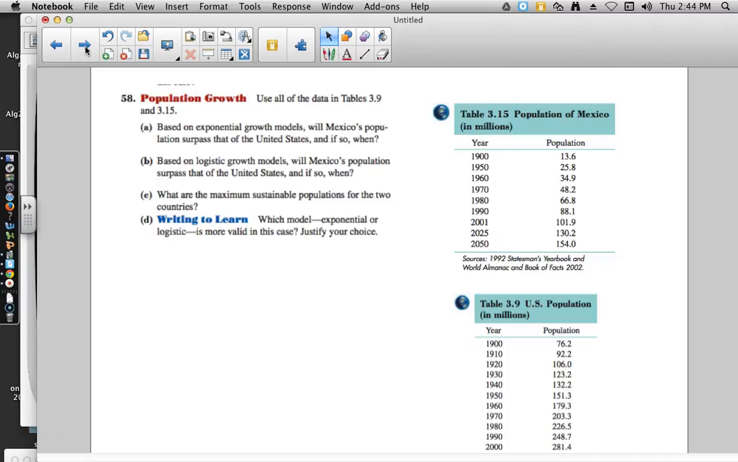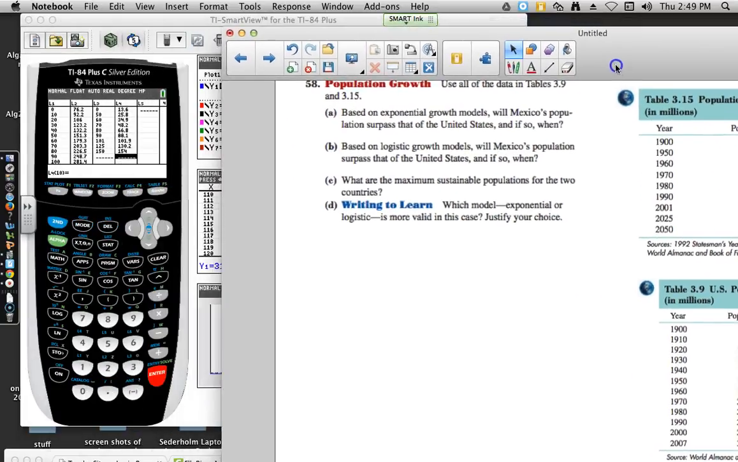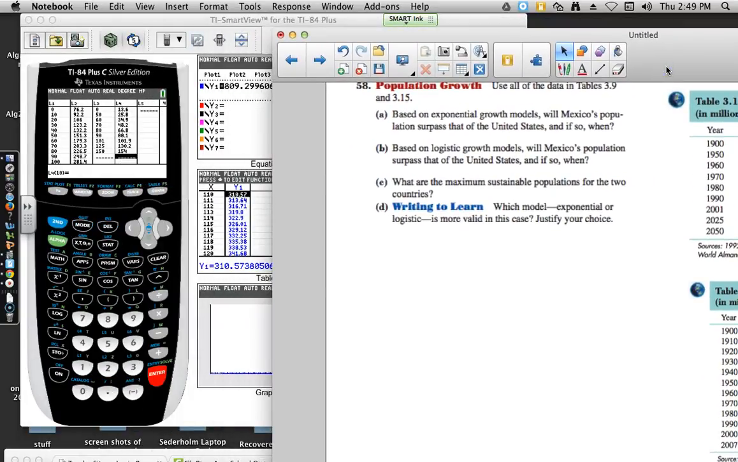Number 58, I am going to have to enter some data in. I have all the data in for this one, so now it's time to do the number crunching. And this says use all of the data in tables 3.9 and 3.15. And first A, based on exponential growth models, will Mexico's population surpass that of the United States, and if so, when? So what I did was I went ahead and put the US data in for list 1 and list 2, and I put the Mexico data in for list 3 and list 4. We could not just use the X's as L sub 1 this time, and that's because of the population data. We did not have exact matches for that population data, so our X values were going to be different.